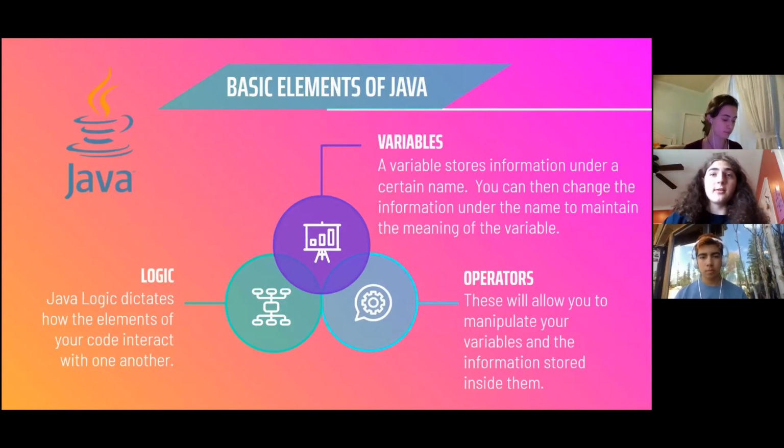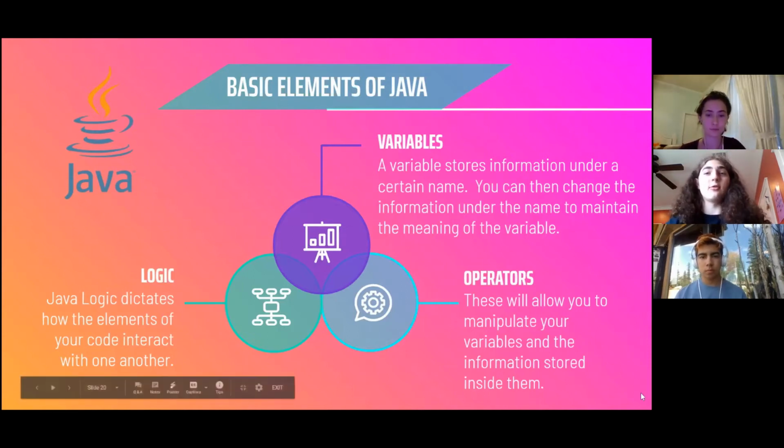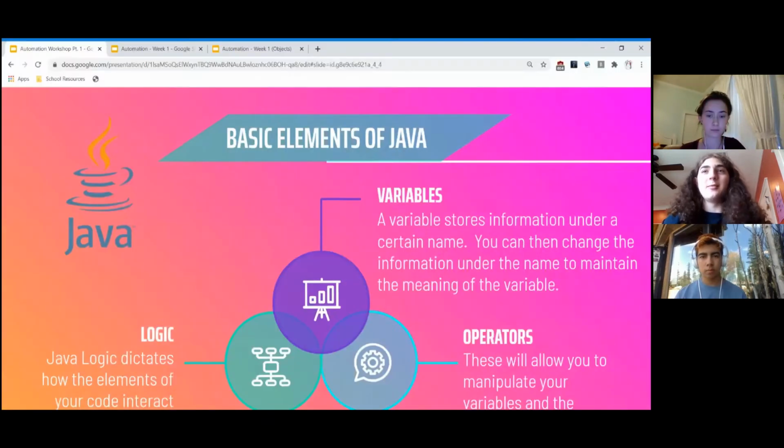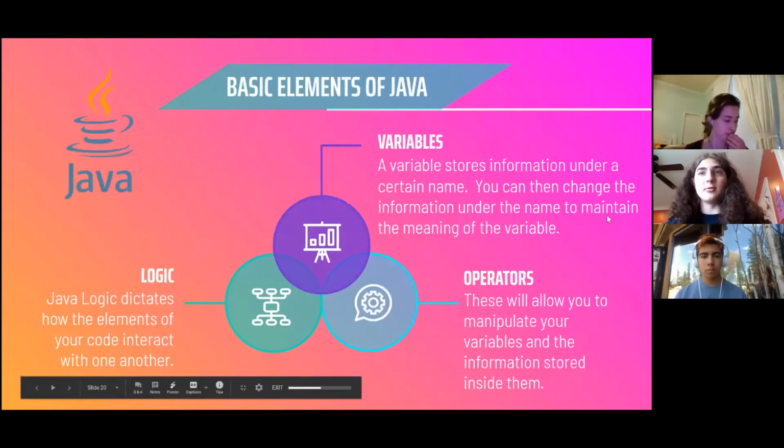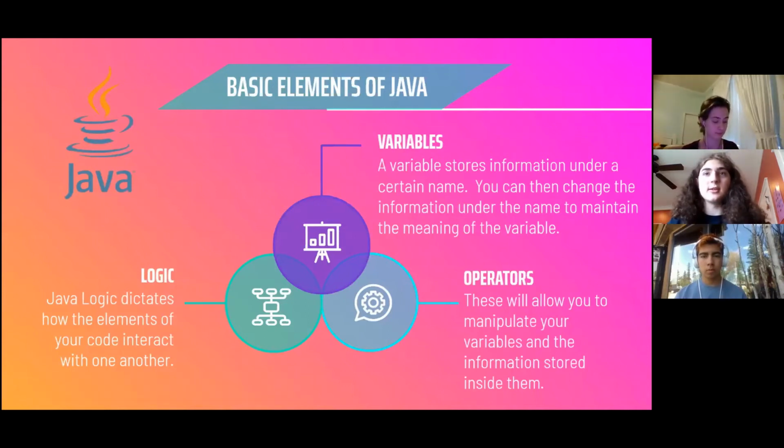Operators allow you to manipulate your variables and the information stored inside them. That's a little bit vague, but they have a lot of different uses. They essentially come in the form of math symbols or the equal signs that you use to initialize variables. That sort of thing is what operators are. We're going to talk a little bit more about them later.